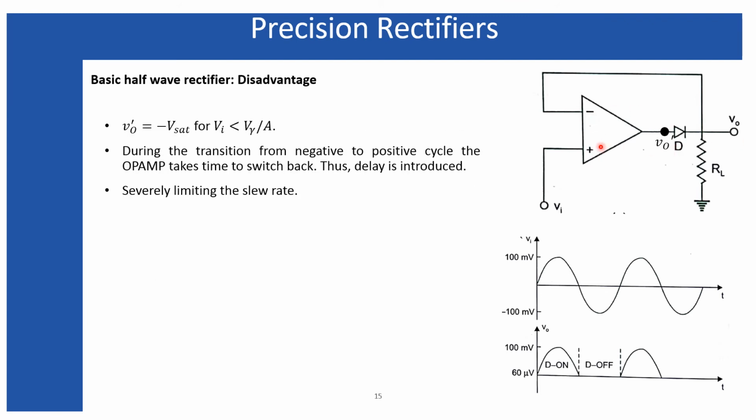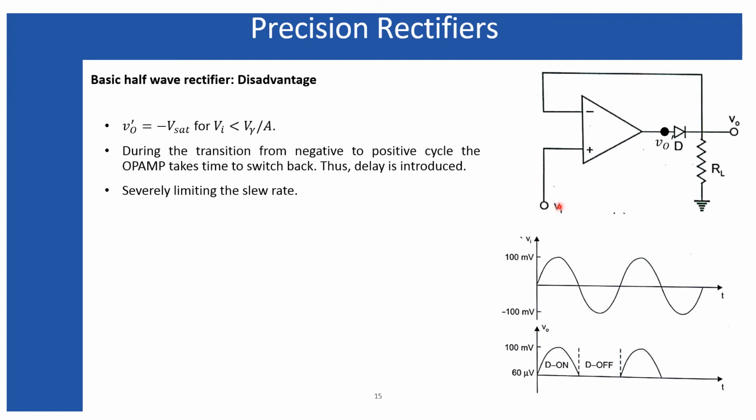Although this circuit explains the basic principle of the half wave precision rectifier, it has a typical drawback. I have explained that during the positive half cycle, when the input voltage becomes greater than this voltage, that means the threshold voltage of the diode divided by the open loop gain of the operational amplifier, then the output voltage should follow the input voltage during the positive half cycle.